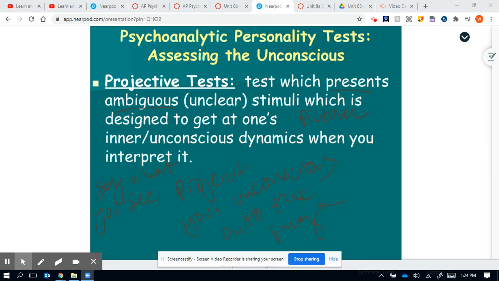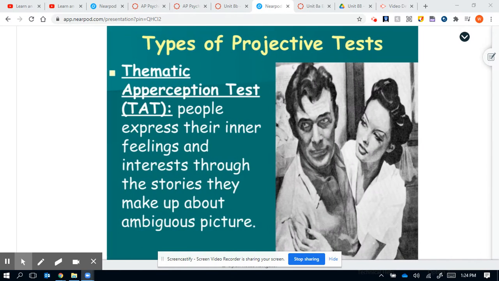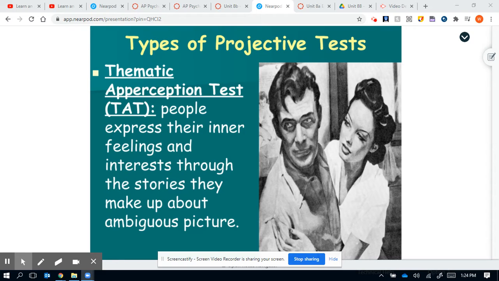Okay, everybody got this? Two types of projective tests. The original one is what's called a TAT, a thematic apperception test, where they would show you an ambiguous picture such as this one, and then you just make up a story about it. And from that story, they're then able to analyze your psyche.